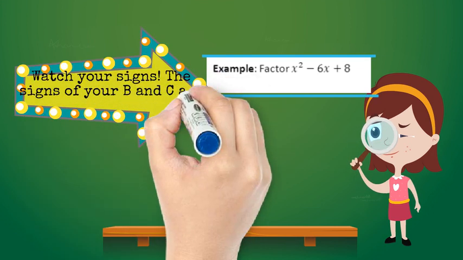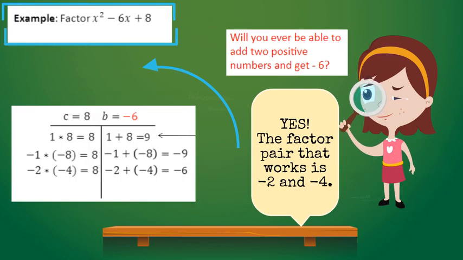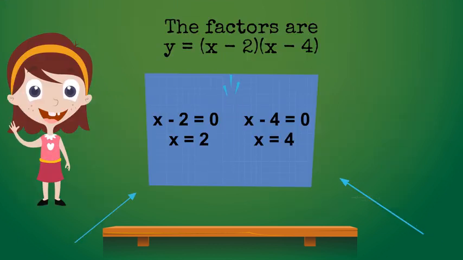Let's look at the example x squared minus 6x plus 8. A is still 1, b is -6, and c is positive 8. We go through the same steps, but as we make our factor chart, we're looking for the factor pair of 8 that adds up to -6. Well, -2 times -4 is positive 8, and -2 plus -4 is -6. So we actually found our factor pair. We put -2 and -4 into our binomials and set each one equal to 0. So x equals 2 and x equals 4.